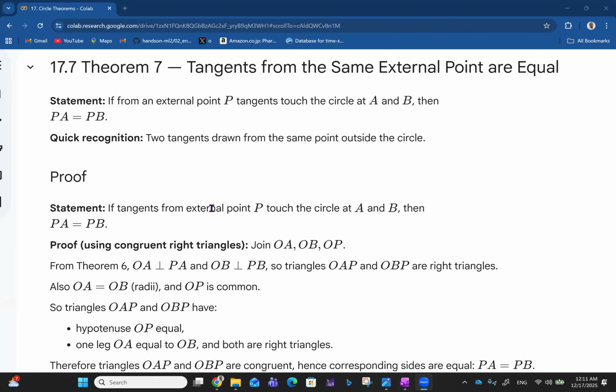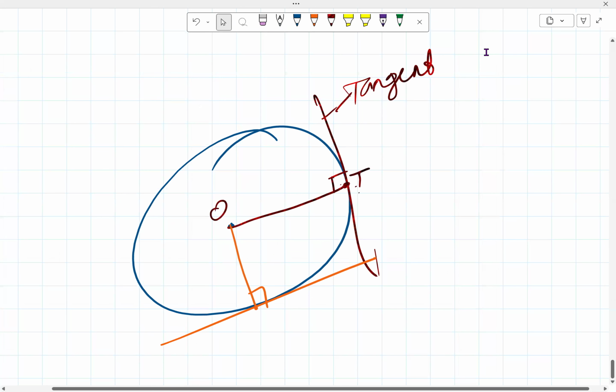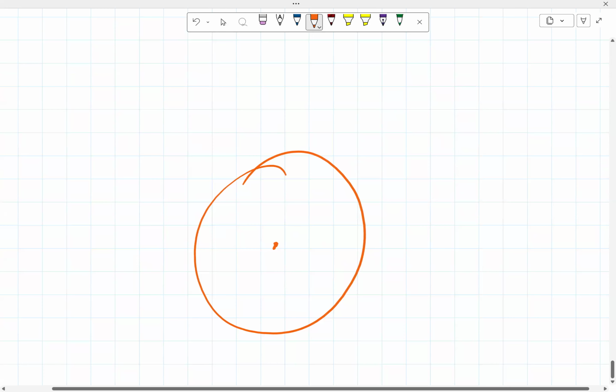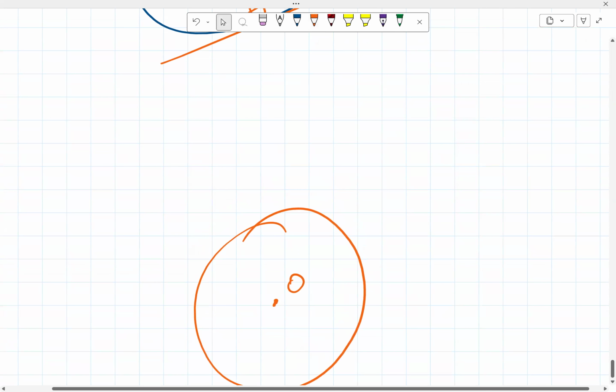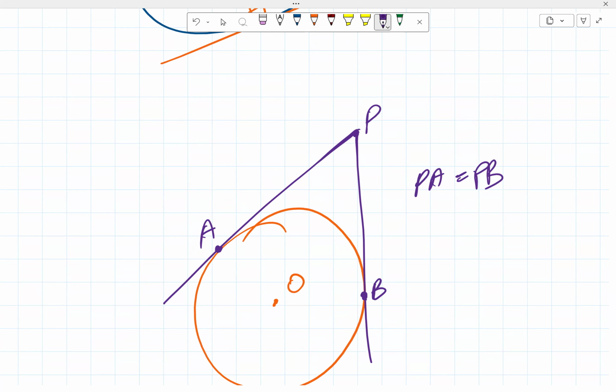So the proof. Imagine we have this circle with center O, and an external point. Let's say this is P, and a tangent is drawn from here to meet the circle at point A, and then another tangent is drawn from this point to meet the circle at point B. So we are saying that PA is equal to PB by rule. That's simply what that is saying.